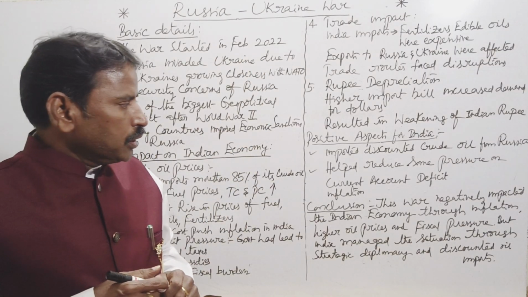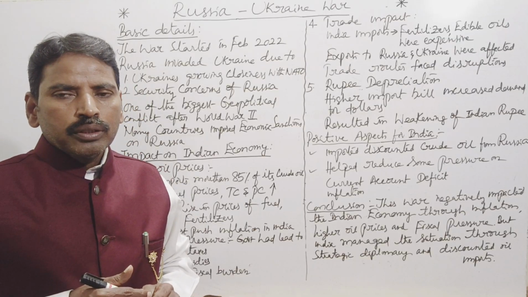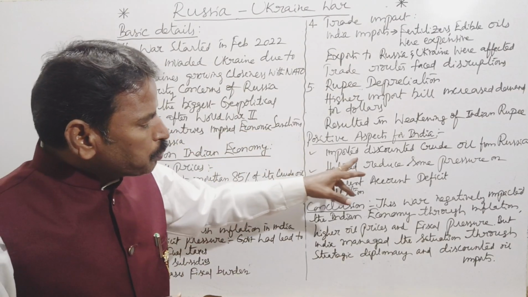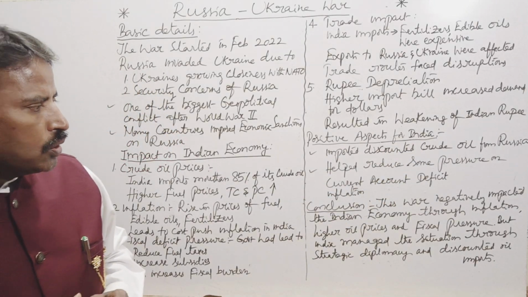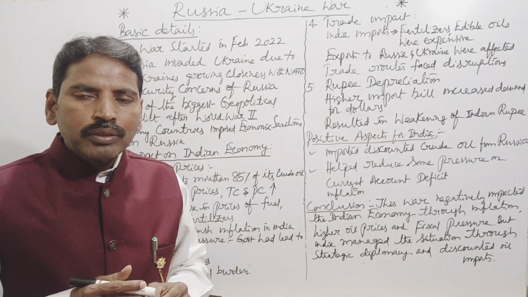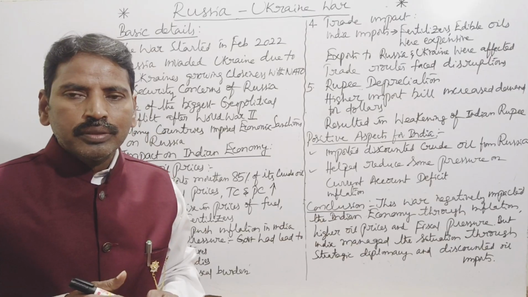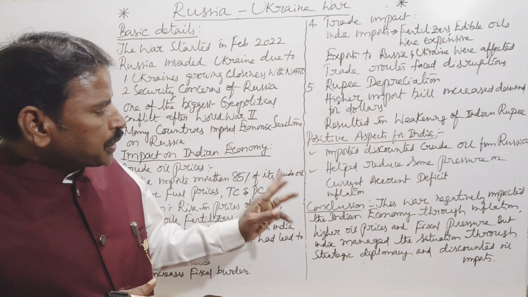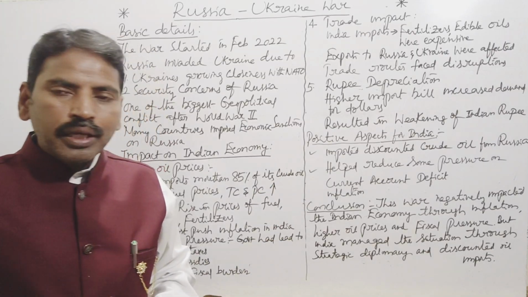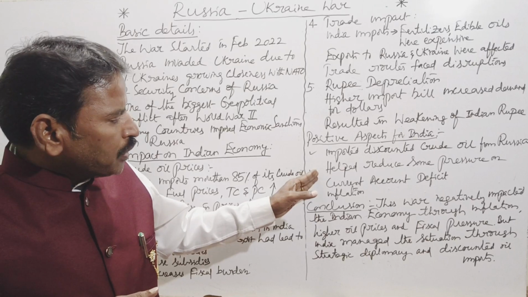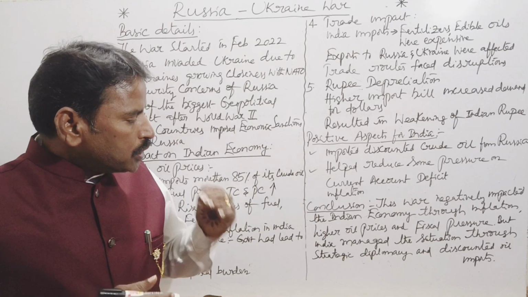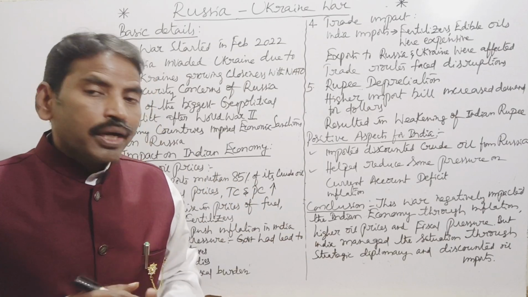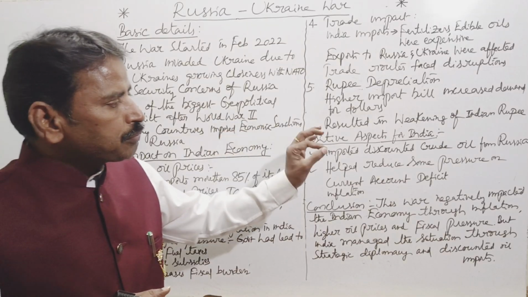These were the negative impacts. Next, positive aspects for India. What are the positive aspects for India? India imported discounted crude oil from Russia. We imported crude oil from Russia at a lower, discounted price. As a result of this, it helped reduce some pressure on the current account deficit and also inflation. These are the positive aspects for India.